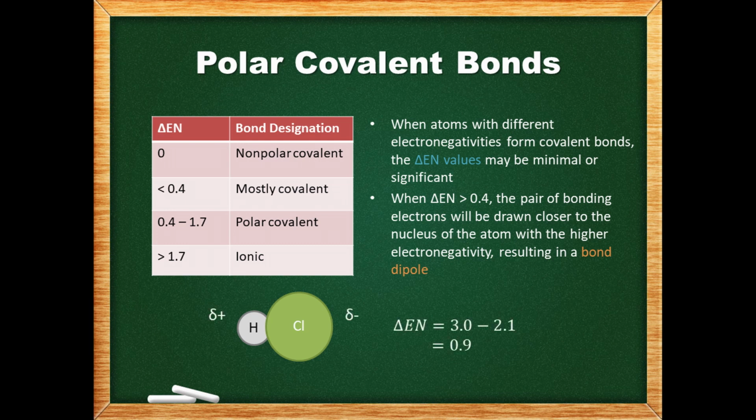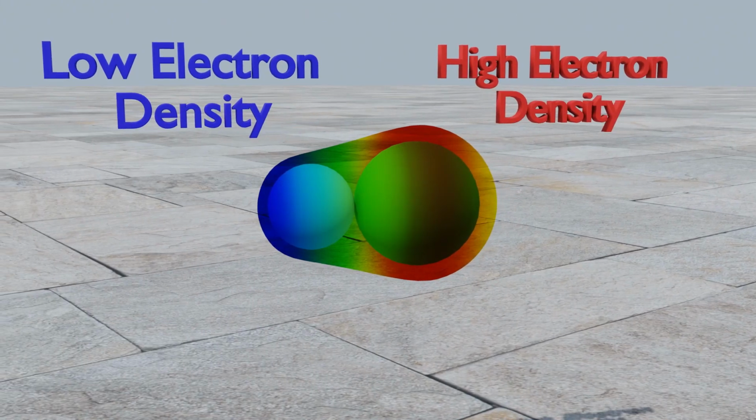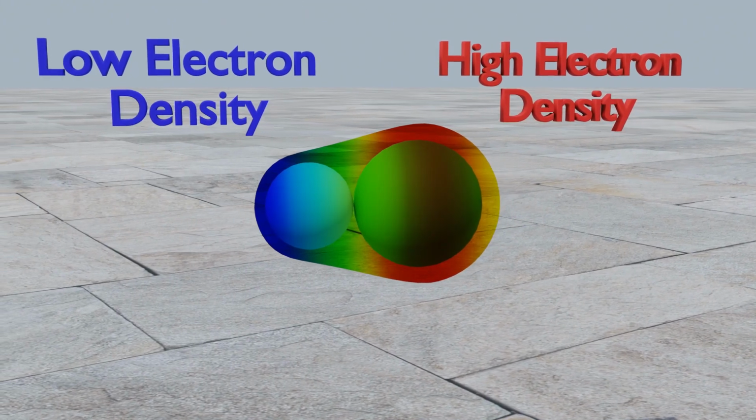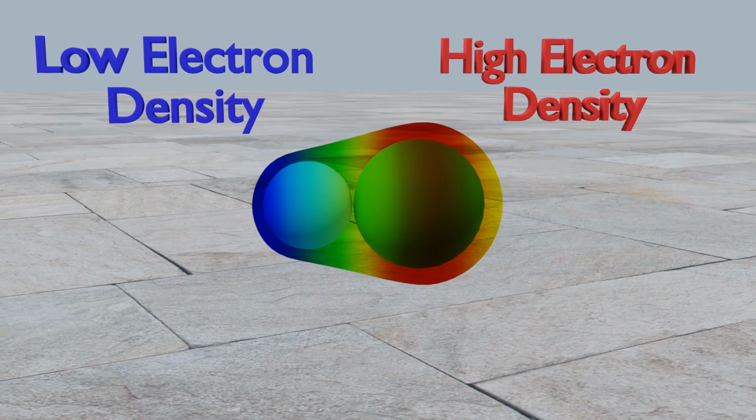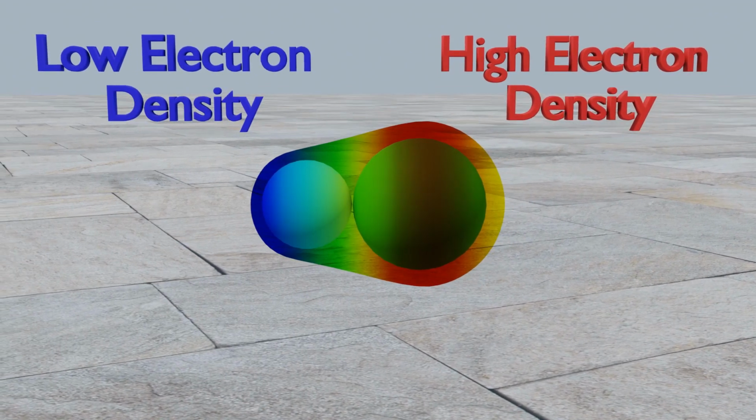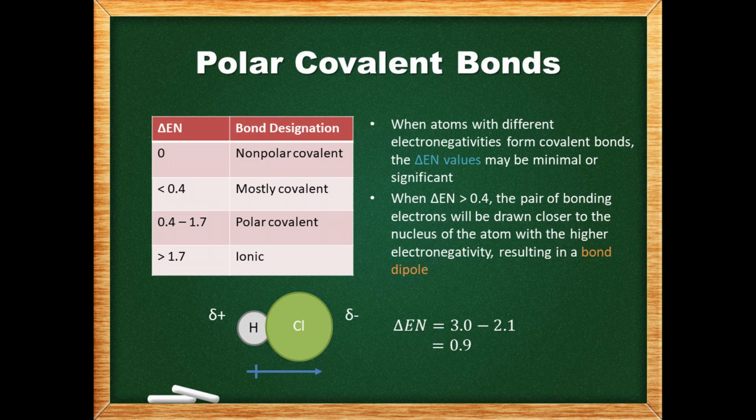Delta EN equals 0.9, using a value of 2.1 for hydrogen's electronegativity and 3.0 for chlorine's electronegativity. We see that the electron density will be concentrated near chlorine, giving that end of the bond a partial negative charge and leaving the hydrogen end with a partial positive charge. The bond dipole can also be indicated with an arrow such as this, which is facing in the direction of the highest electron density, or the negative end of the bond dipole.